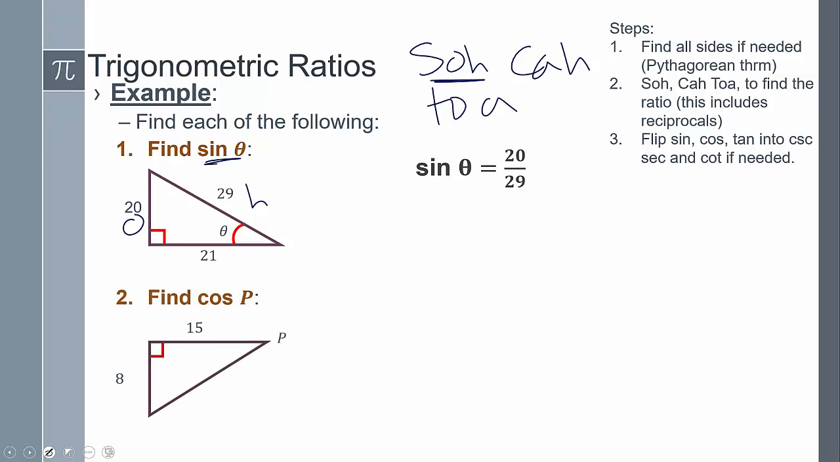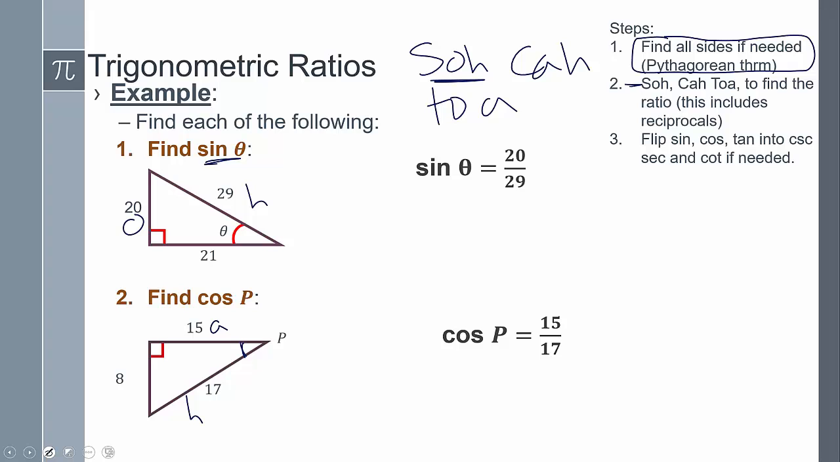If I wanted to find the cosine of P, so here's my reference angle. Cosine is adjacent to the hypotenuse. Oh no, what happens if I don't have the hypotenuse? Well, we have the Pythagorean theorem to be able to find the missing side. So if I did a squared plus b squared equals c squared, I would get that that's now 17. And so now cosine, adjacent to the hypotenuse, is going to be 15/17. So just to recap here, if we have missing sides, we could use the Pythagorean theorem to find it.